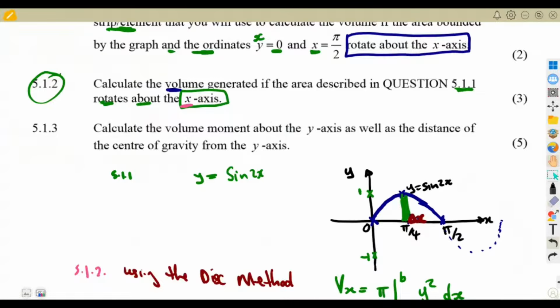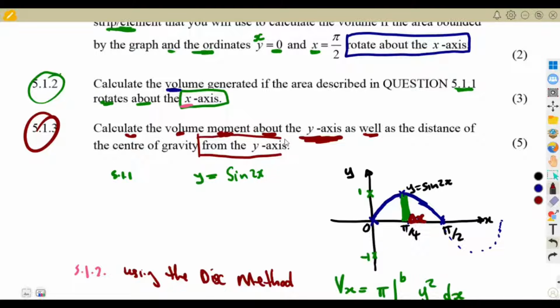Let us check the question that is following, because this is a follow-up question. On 5.13, they're saying calculate the volume moment about the y-axis as well as the distance of the center of gravity from the y-axis. From the y-axis, meaning to say, what are we calculating? We are going to calculate the x coordinate, which is x bar, which is simply the volume moment about the y over the volume that we calculated.